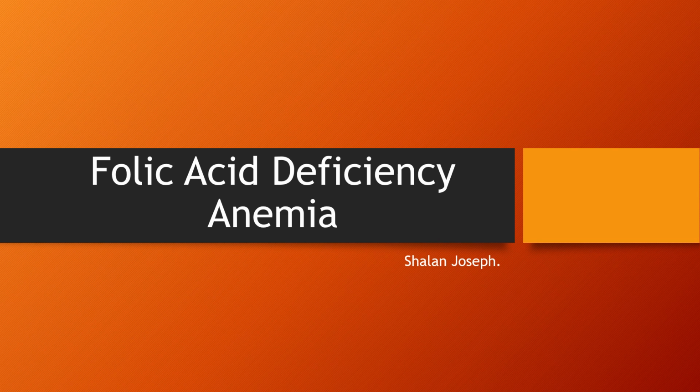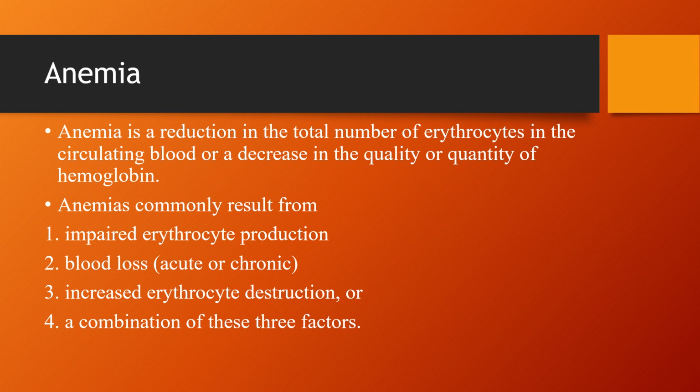Today I'm going to be teaching about folic acid deficiency anemia. First, let's begin with the definition of anemia. Anemia is the reduction in the total number of erythrocytes, that's the red blood cells in the circulating blood, or a decrease in the quantity or quality of hemoglobin. And they usually result from impaired production, blood loss, increased destruction, or a combination of these three factors.